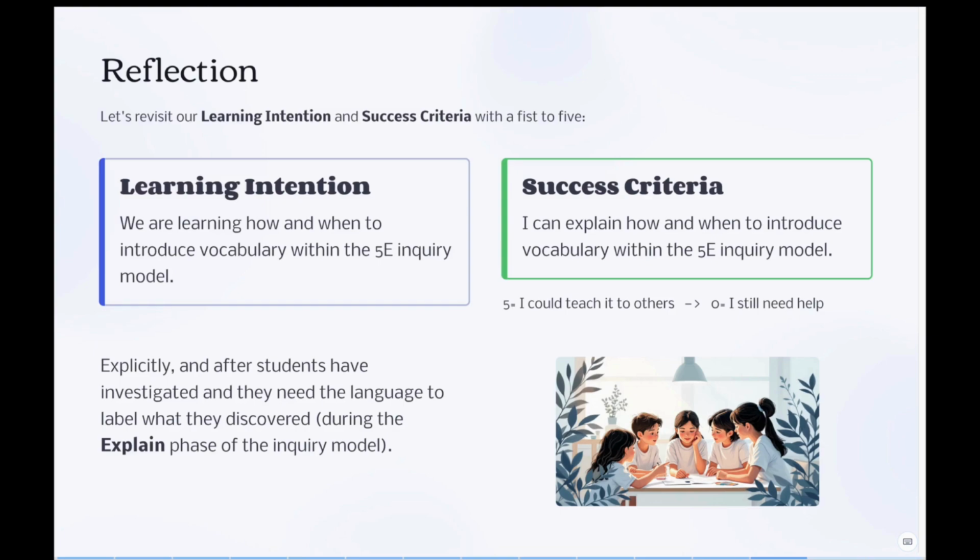Great, thanks for participating. Well, here's your answer. Vocabulary should be taught explicitly and after students have investigated and they need the language to label what they discovered during the explain phase of the inquiry model.